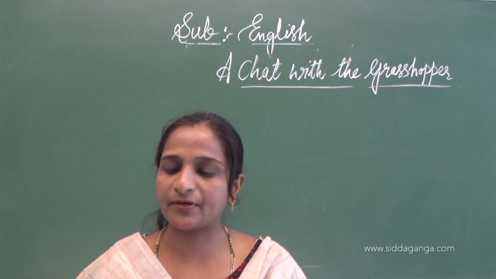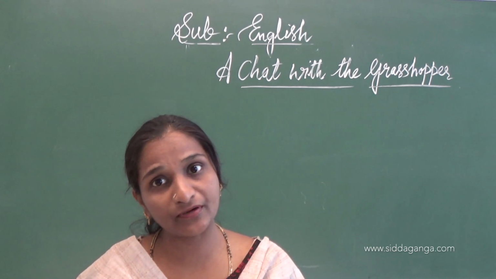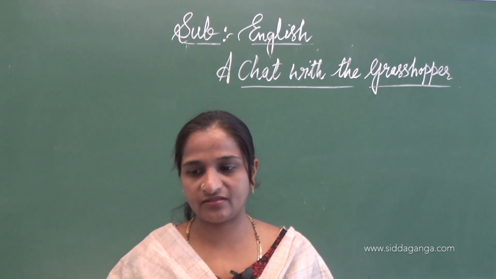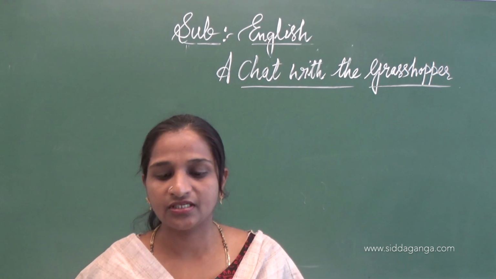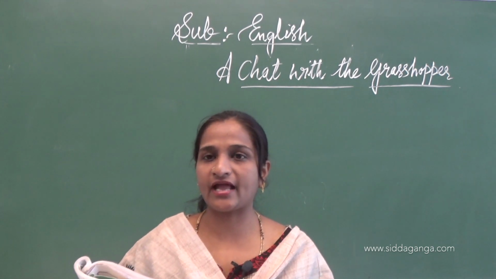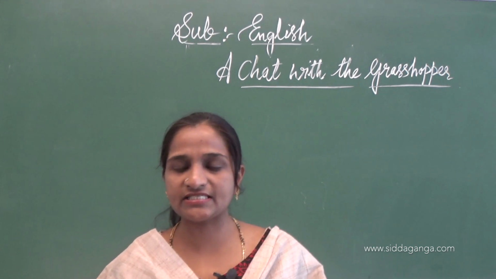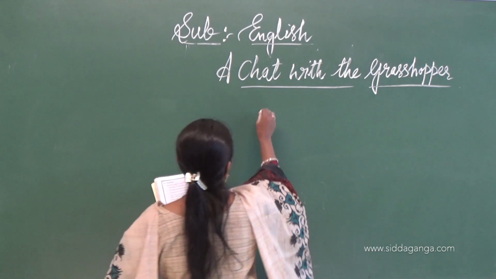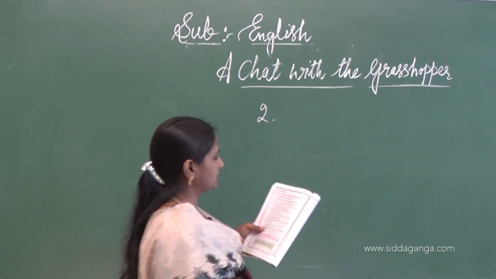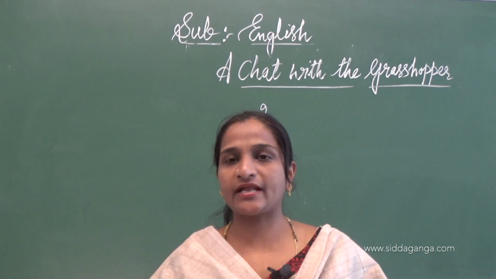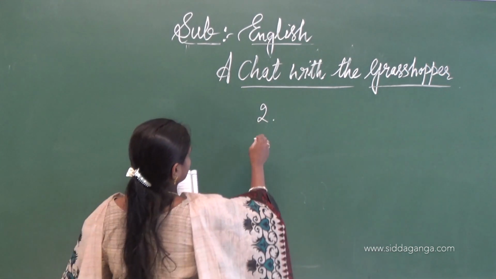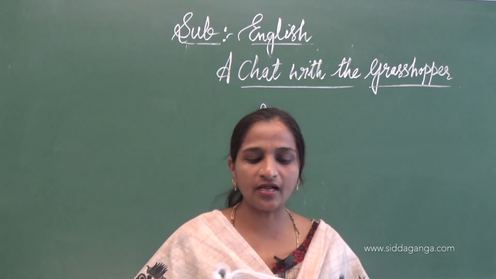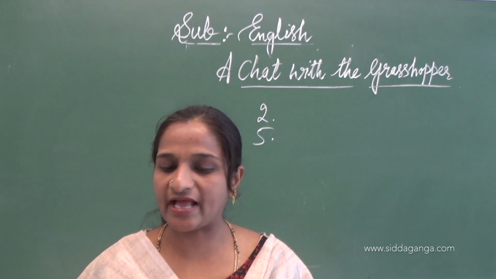What helps a grasshopper to fly, dear children? A grasshopper has 2 sets of wings for flying, right? How many wings does a grasshopper have? 2 sets of wings. How many eyes does a grasshopper have? 5. I already explained this to you.